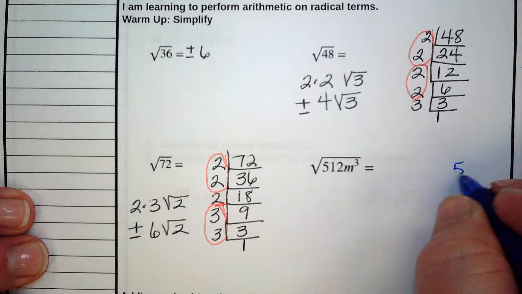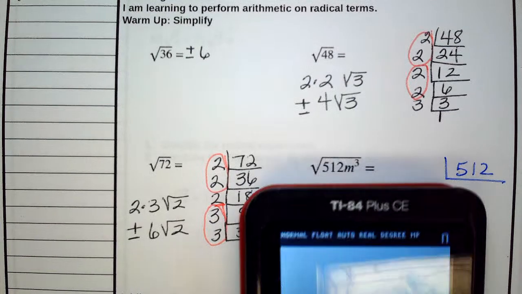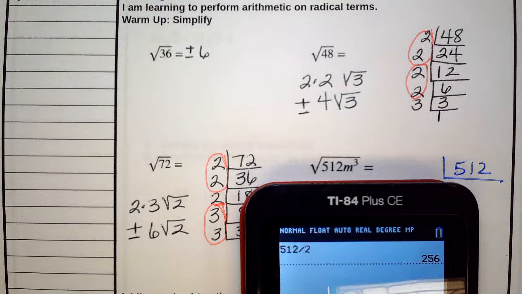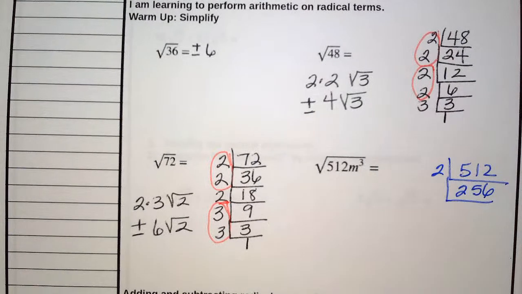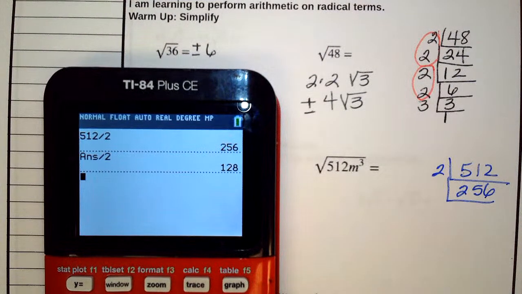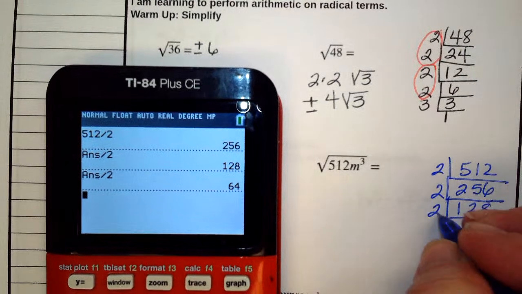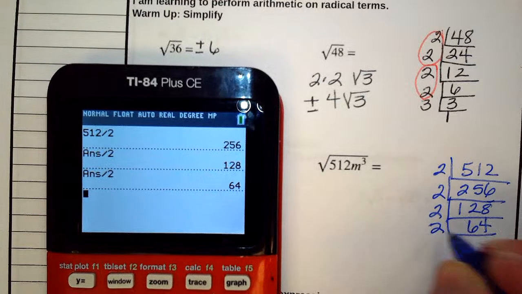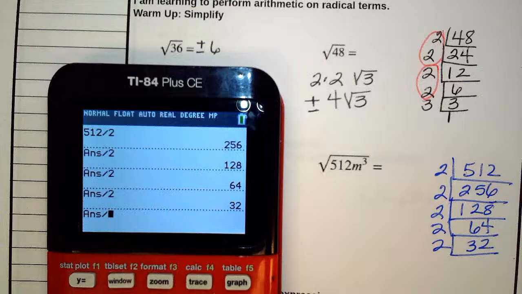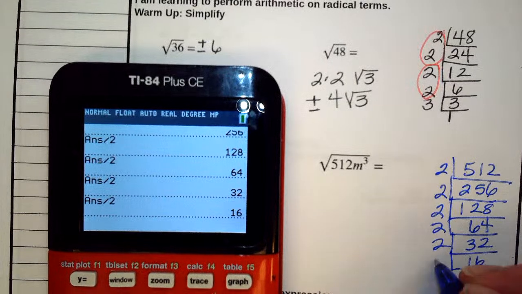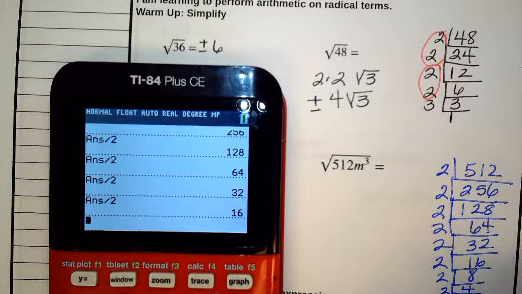Step 1, we do our number. Okay, 512 is divisible by 2. 512 divided by 2 is 256. 256 is divisible by 2. I get 128. 128 is divisible by 2. I get 64. 64 is divisible by 2. I get 32. 32 divided by 2 is 16. 16 divided by 2 is 8. 8 divided by 2 is 4. 4 divided by 2 is 2. 2 divided by 2 is 1. I get to 1 and I'm done.